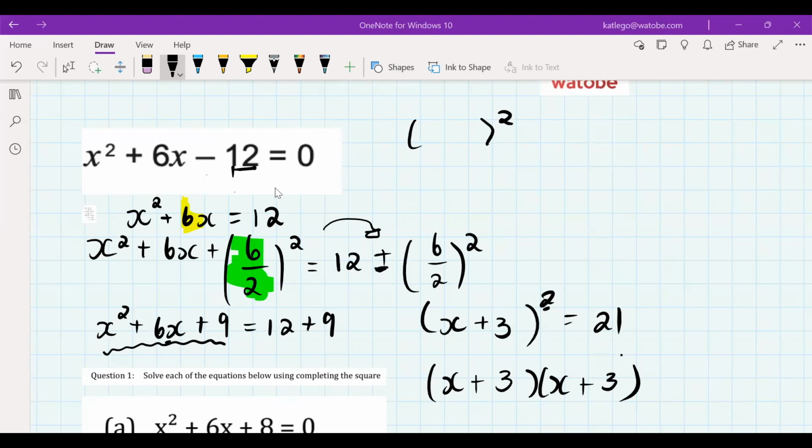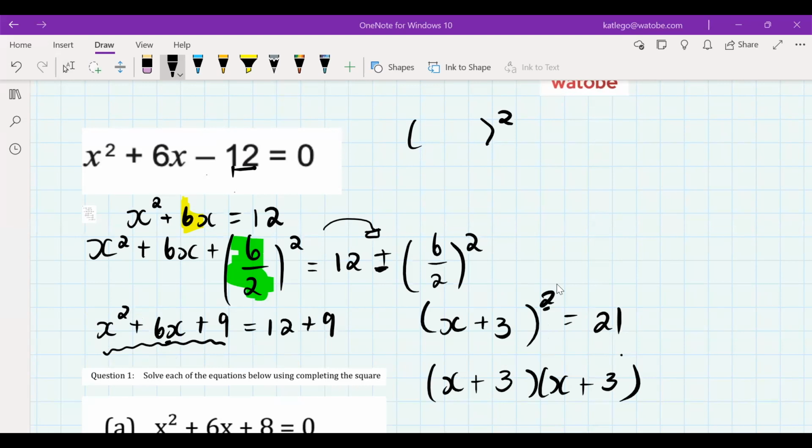Can you explain 6 divided by 2? We took B and we divided it by 2 in order to create the perfect bracket. Can you see that, Simangele? So we take B, the middle term. You have to halve it first, and then square it.